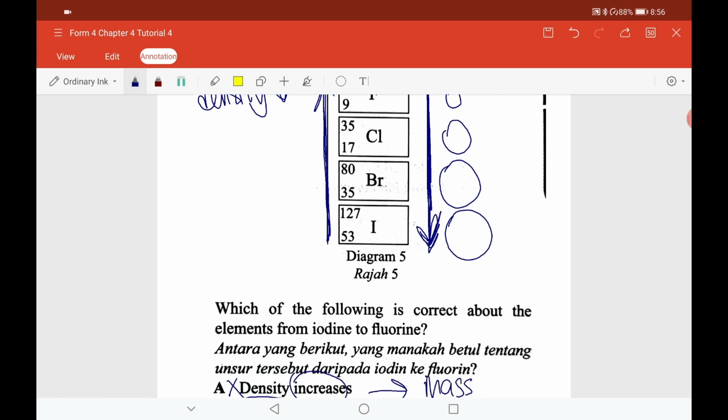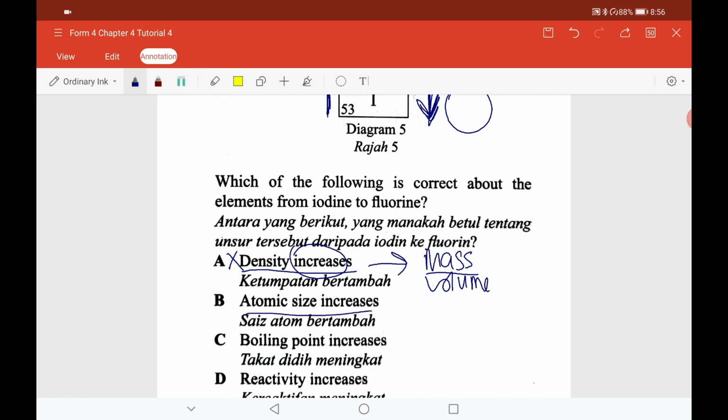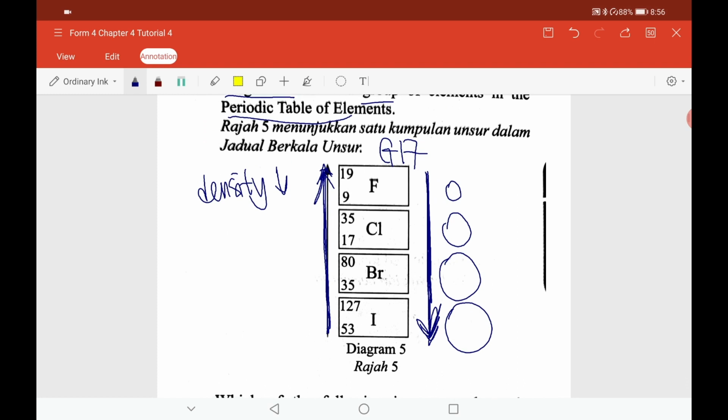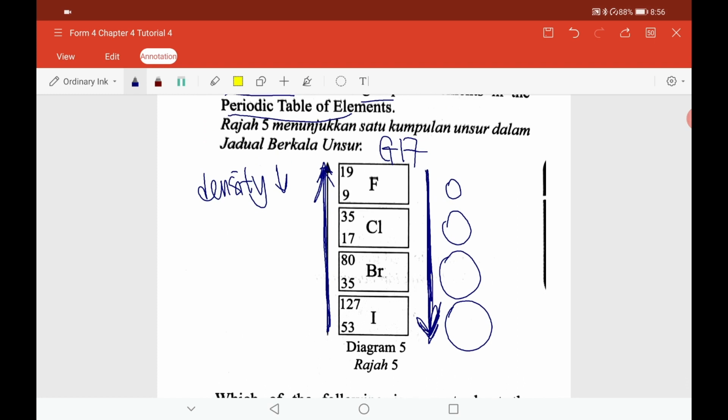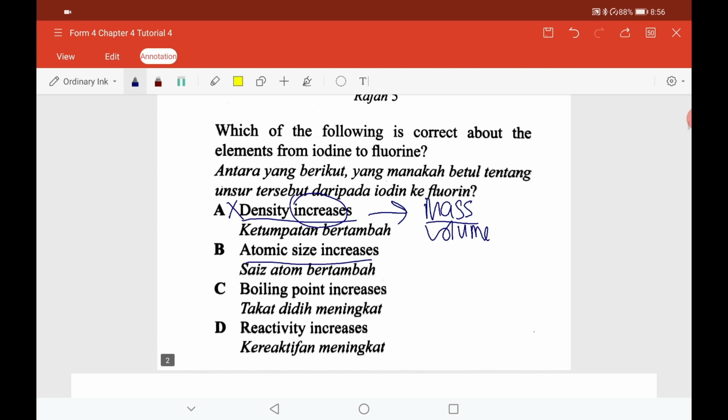Let's look at answer B. The atomic size increases, correct or not? No. Going down the group, the size becomes larger. So when you're going up the group, the size will become smaller. So the size should become smaller. They say increases, so it's wrong.